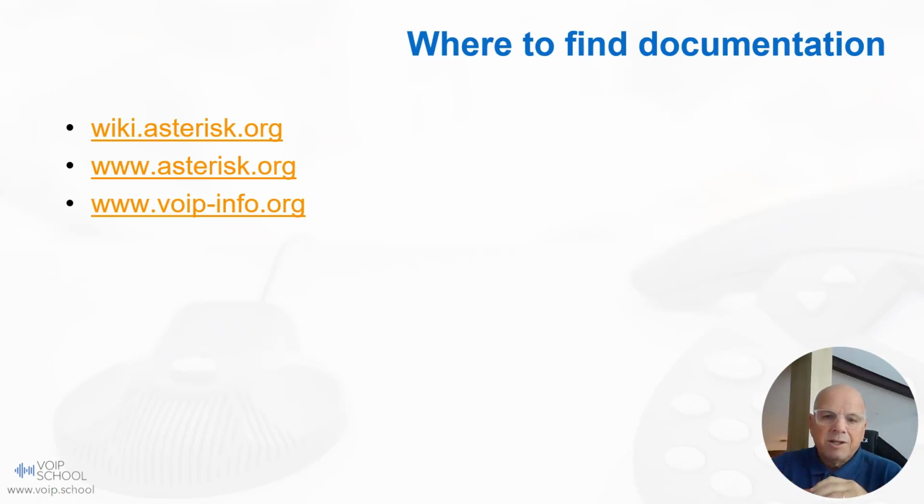Where to find documentation? The main documentation, as I have already shown, is present on wiki.asterisk.org and also on www.asterisk.org. VoIP-Info is probably very outdated, so if you can, go to wiki.asterisk.org. Avoid VoIP-Info. It would work well for Asterisk 1.2 and 1.6, but for the newer versions, the information may be outdated.